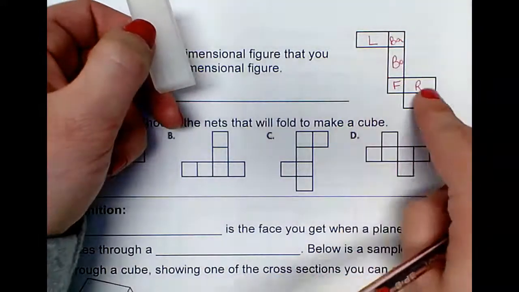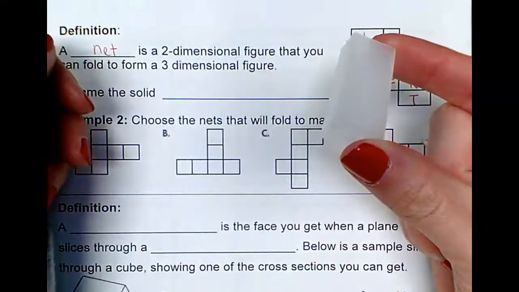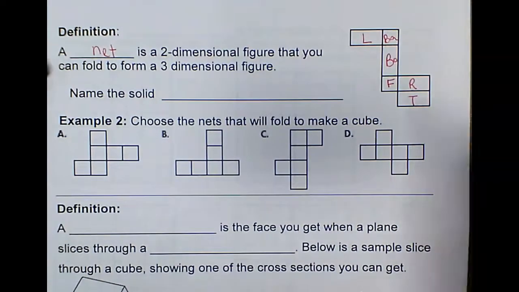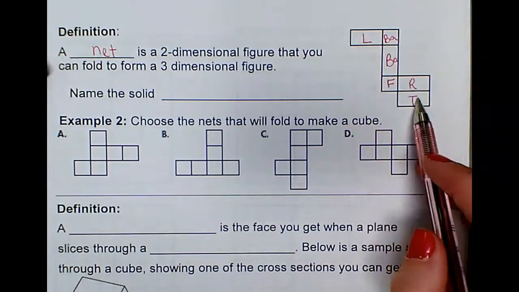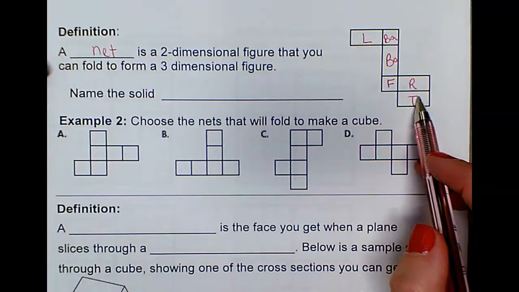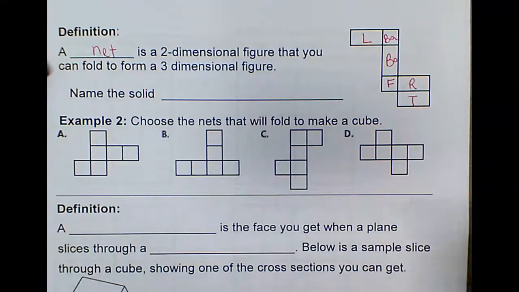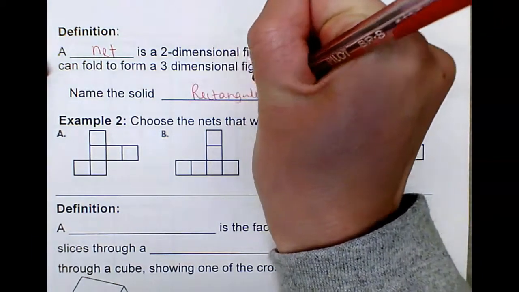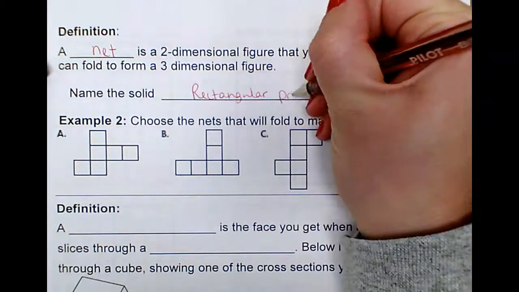So this net right here is a rectangular prism. And we're able to tell that it's a rectangular prism because we were able to fold and get all of the sides that we should get for a prism. So this is a rectangular prism.